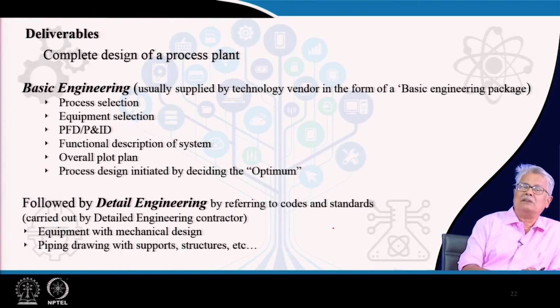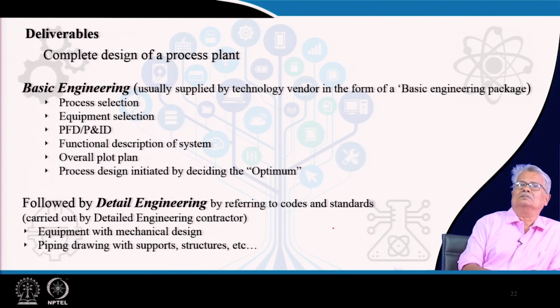I have used a term, basic engineering. The basic engineering document is normally supplied by the technology vendor in the form of a basic engineering package. A typical example of this is a Merox plant, which is meant for removing mercaptans from light hydrocarbons, a technology which is sold by Universal Oil Products, UOP. What they do is, to the client they provide a basic engineering package.